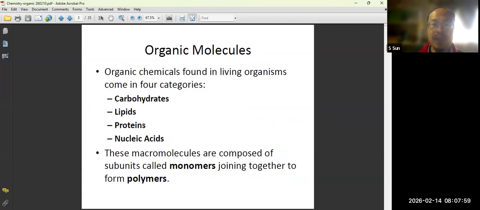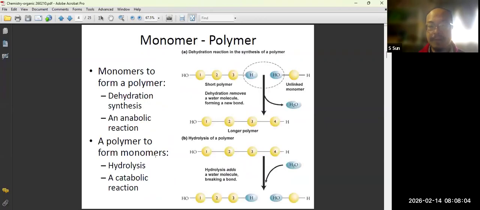Before we dive into each of these, we should know that the feature of organic compounds is that they can be put together to form polymers. So here is the example. You have one monomer. This is a short polymer, and these two can be put together to make it longer. So this one is 1, 2, 3. You can add one to it, add one to it, so you can elongate it.